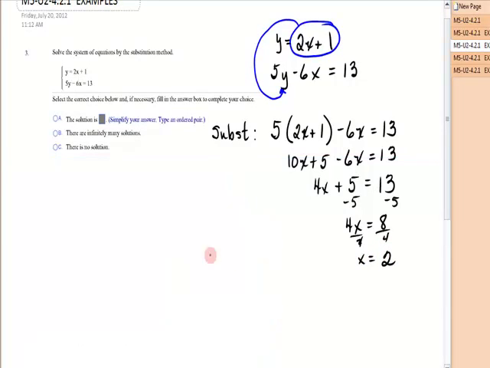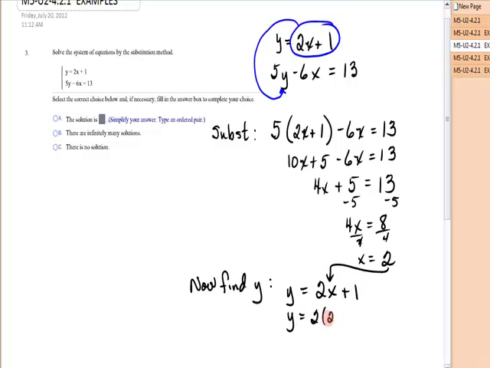Now I need to find the y value, so now find y. Once again, go up, grab the equation with the circled expression. Y is equal to 2x plus 1. Substitute. Y is equal to 2 times 2 plus 1. Y is equal to 4 plus 1, which is 5. My answer for the third time, I've gotten an ordered pair answer, and it is 2, 5.